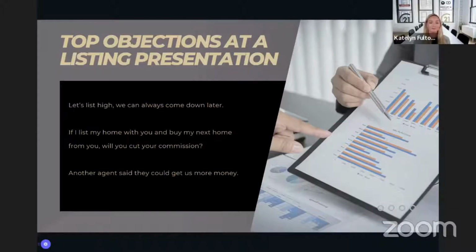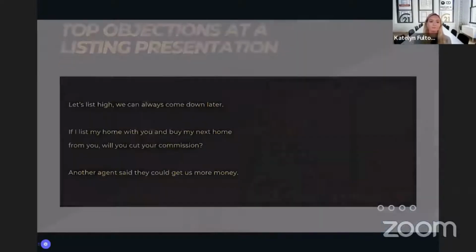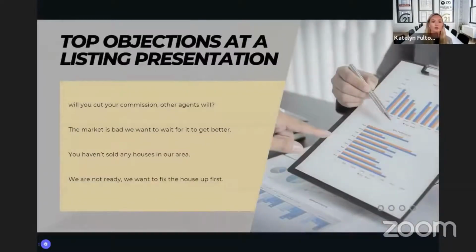Commission's a huge one. Another agent said they could get us more money. Probably, yeah. We've been on listing presentations. I know a good chunk of the time you lose because someone told them they could get a higher price, or someone said they could do it cheaper. Those are very common reasons why you won't get chosen. Will you cut your commission? Other agents will.